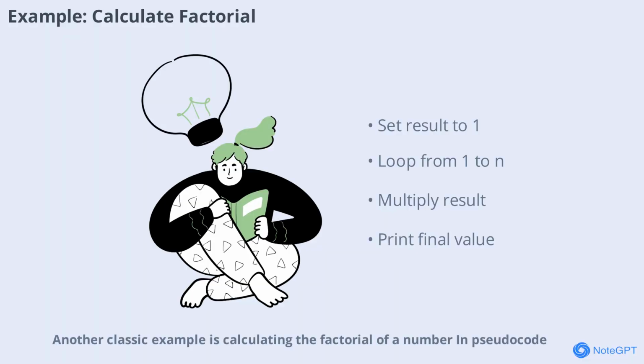Another classic example is calculating the factorial of a number. In pseudocode, you'd start by setting a result variable to 1, then multiply it by each number from 1 up to the target number. At the end, print the result. This logical sequence is easy to translate into any programming language thanks to the clarity of pseudocode.